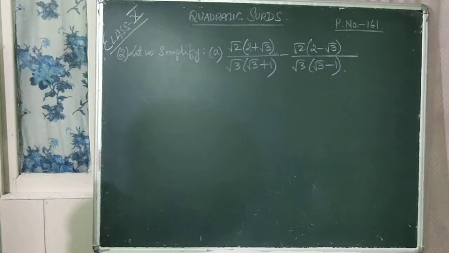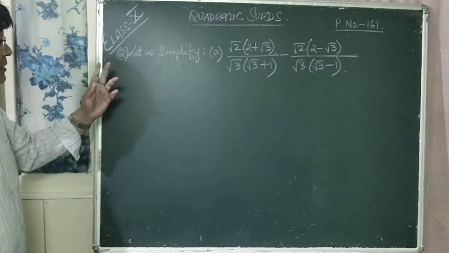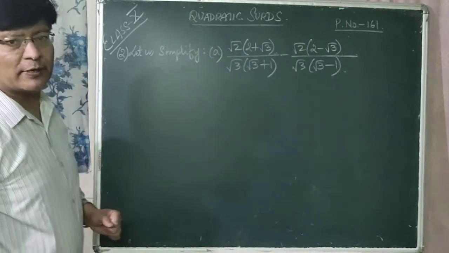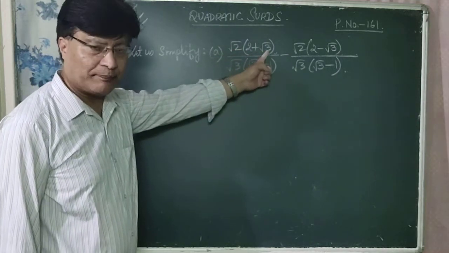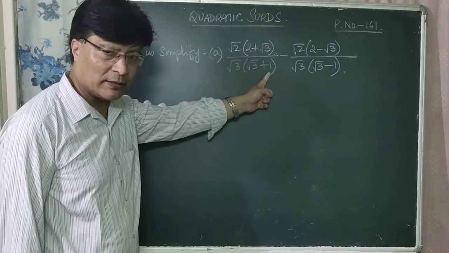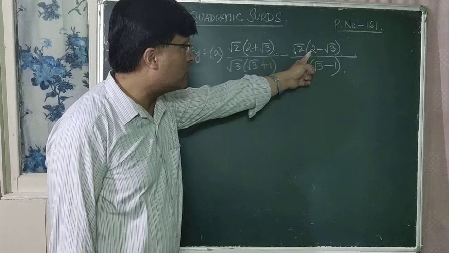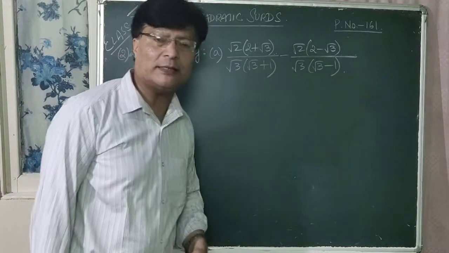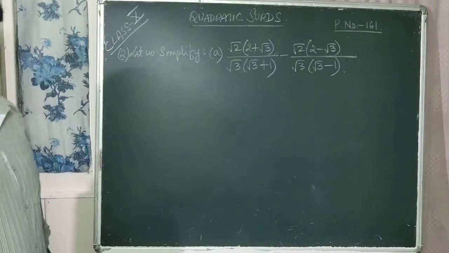So now we will do the next question, that is number 2. Let us simplify number A. So what is the expression given out here? It is root over 2 within bracket 2 plus root 3 divided by root 3 within bracket root 3 plus 1. Then minus sign is there. Root over 2 into within bracket 2 minus root 3 whole divided by root 3 into within bracket root 3 minus 1. Right? So let us simplify it again.